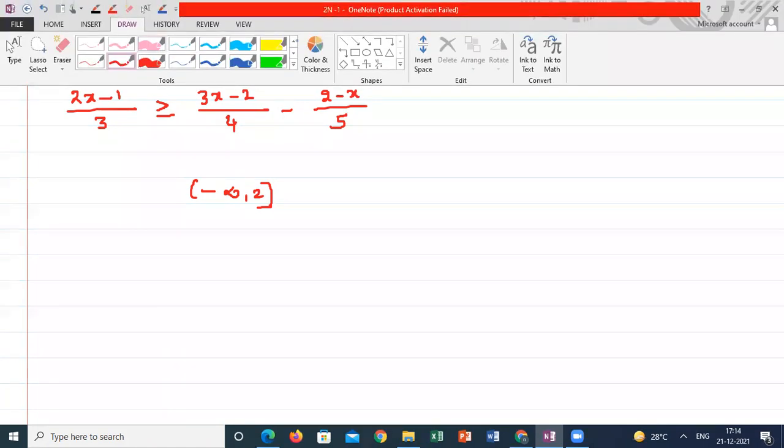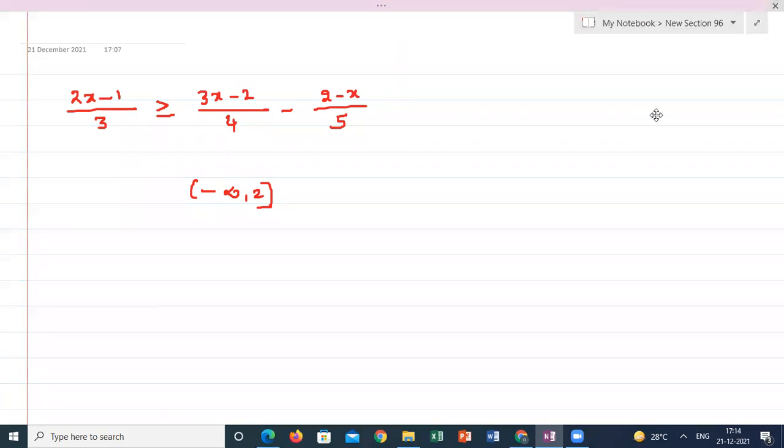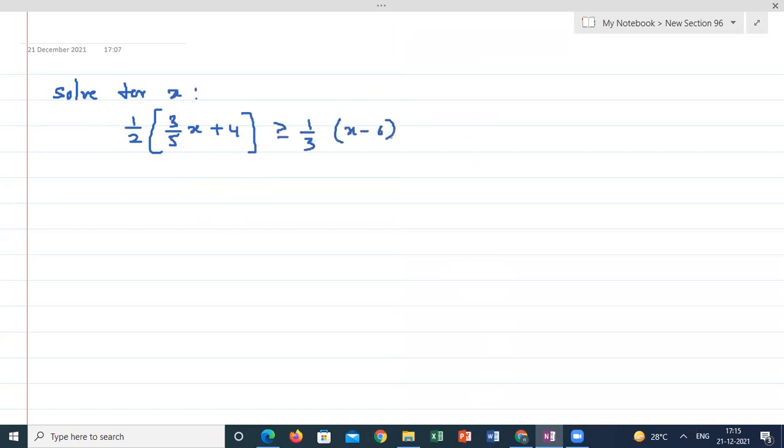Yeah, the next one. Solve for x. One by two of (3 by 5x plus 4) greater than or equal to 1 by 3 of (x minus 6), x belongs to real numbers. Solve this question, students, please.